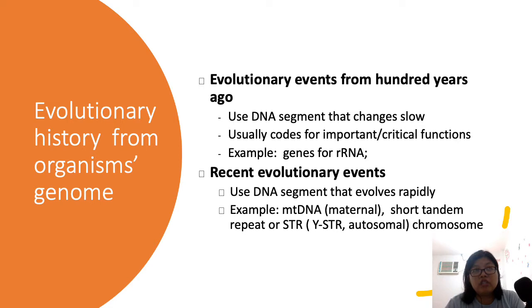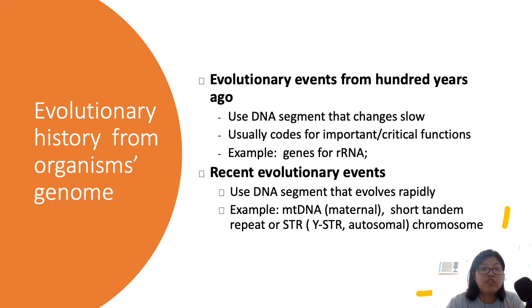So you can use the autosomal genes, specifically the STR, or what we call the short tandem repeats. Now, there are also STRs in the Y chromosome, so if you want to study the paternal inheritance, you can use the Y-STR chromosome. Okay? Example of these kinds of studies.